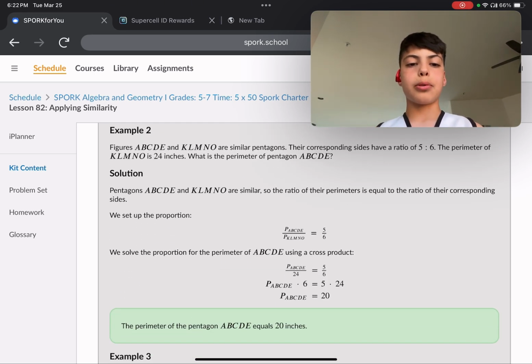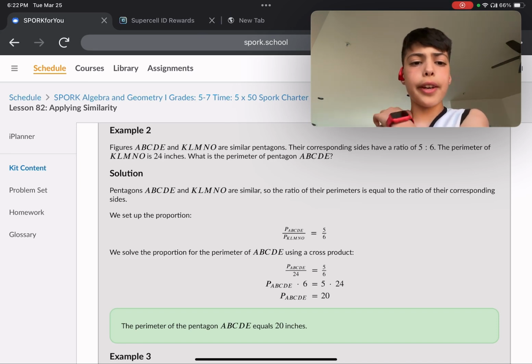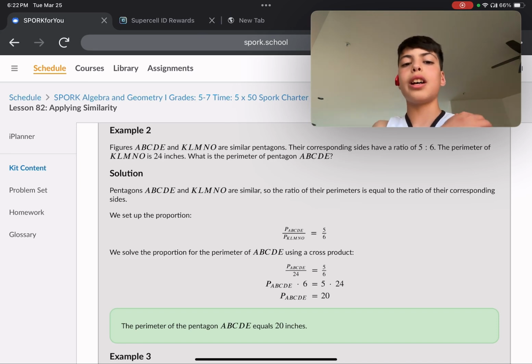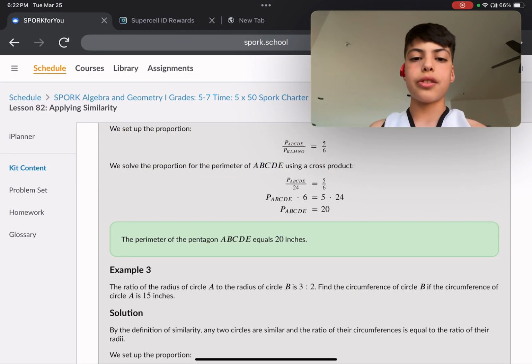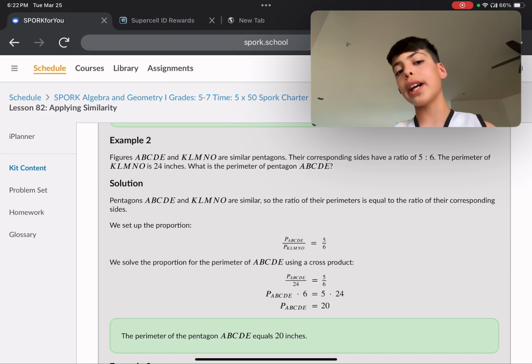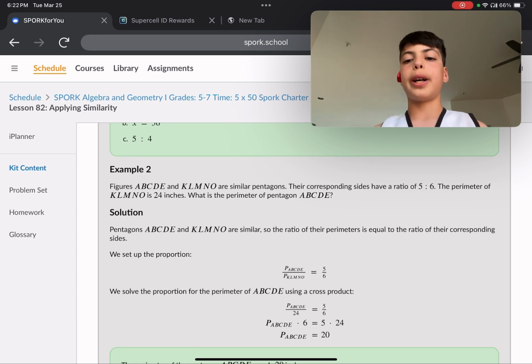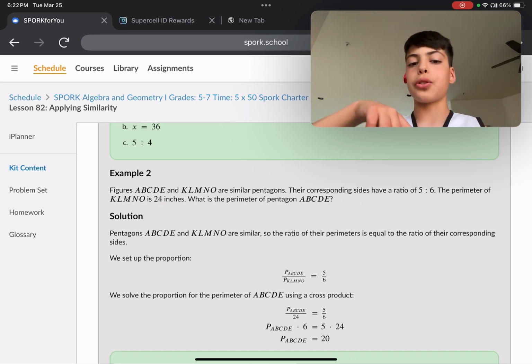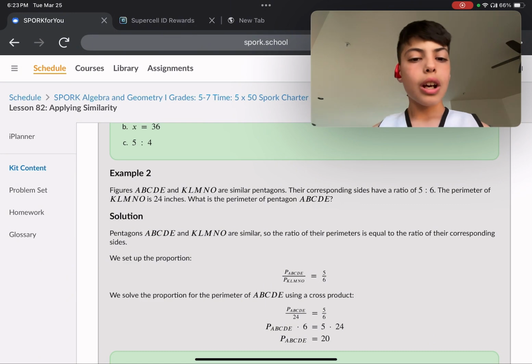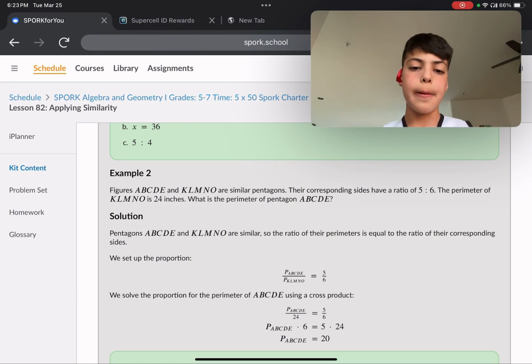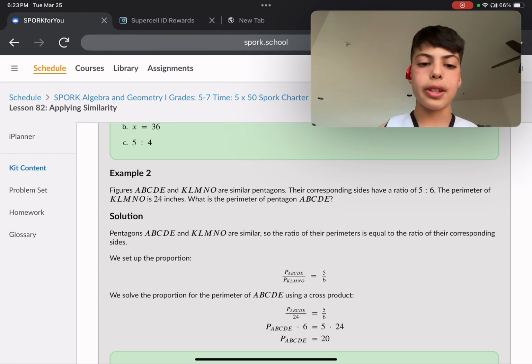Here's the second example. Figures A, B, C, D, E, and K, L, M, N, O are similar pentagons. And remember, a good way to always start out your problems is by making a little sketch of both shapes, so you can visualize the problem, because I know that's always helped me. It's telling us that their corresponding sides have a ratio of 5 to 6. The perimeter of KLMNO is 24 inches. What is the perimeter of pentagon ABCDE?